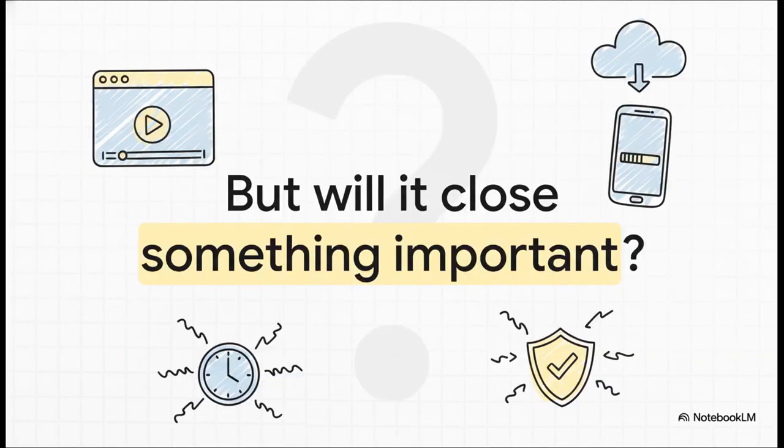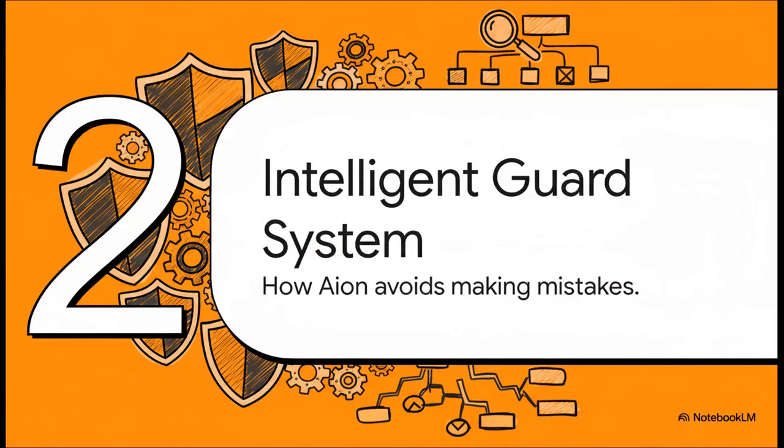And that, of course, leads us to the million-dollar question, doesn't it? The one big fear that could make or break a tool like this. What if it closes something important? What if it quits an app right in the middle of a big download, or kills your browser while you're watching a movie? Well, the answer to that is what's called the intelligent guard system. And this isn't just some dumb timer, no. It's a really sophisticated, context-aware system that's designed specifically to avoid making those kinds of mistakes.